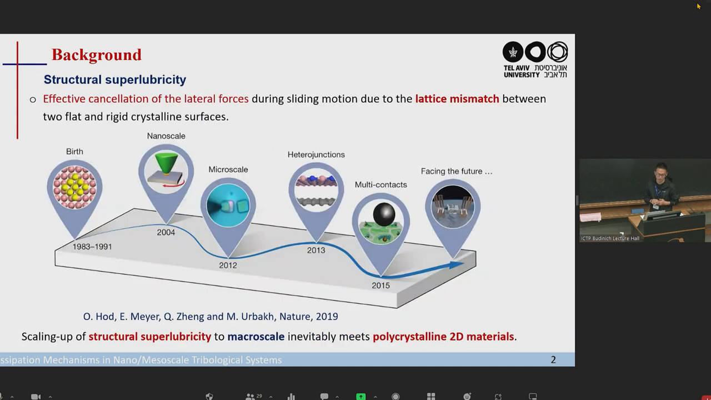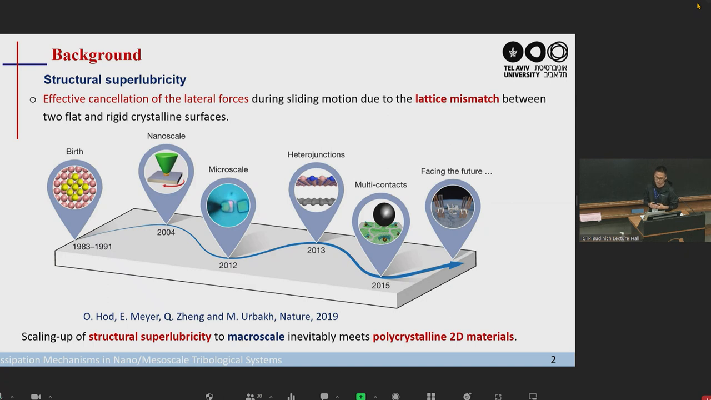Specifically, structural superlubricity, as we know, refers to the effective cancellation of lateral forces due to lattice mismatch or lattice misorientation between two flat and rigid crystalline surfaces. These requirements are relatively easily satisfied by 2D layered materials. Therefore, two-dimensional materials have been widely studied for structural superlubricity in recent years.